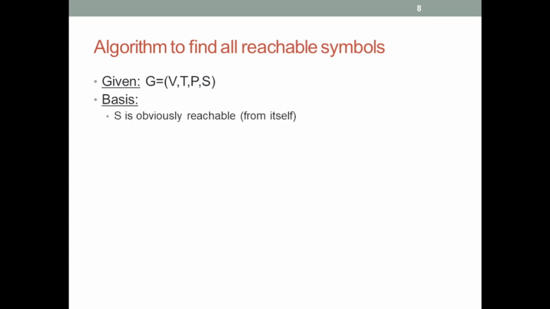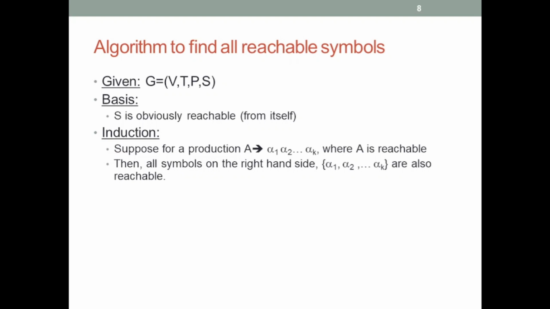Now, next is the algorithm to find all reachable symbols. Consider G equal to V, T, P, S. S is obviously reachable from itself because S is the starting symbol. Suppose for a production, capital A derives alpha 1, alpha 2, up to alpha k, where A is reachable. Then all symbols on the right-hand side, that is alpha 1, alpha 2, up to alpha k, are also reachable.